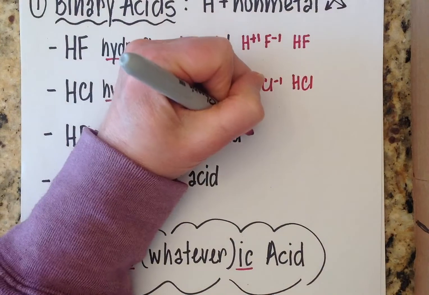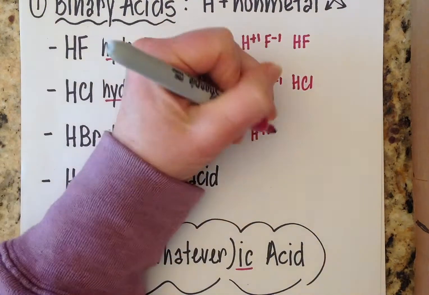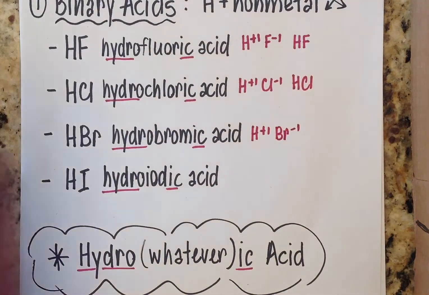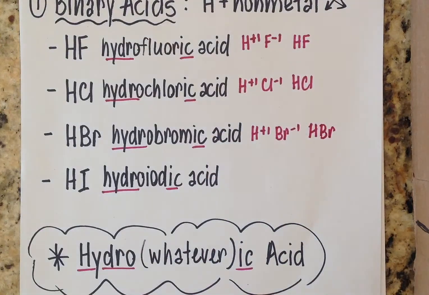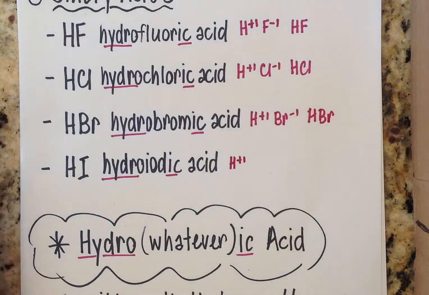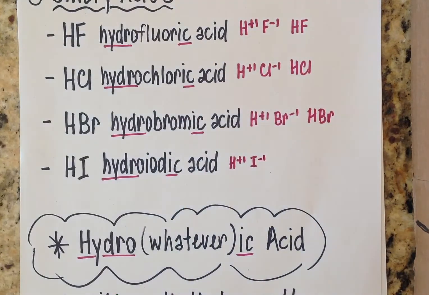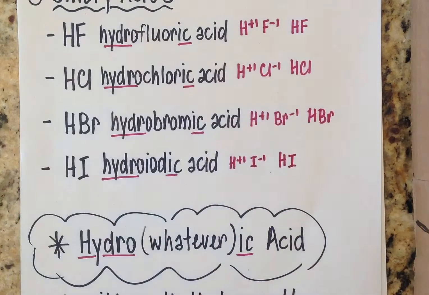This came from H with a plus 1. When you see bromic, you know that came from bromine, which has a minus 1. The ones cancel. HBr. And the last one was hydrogen with a plus 1, iodine, which turns into iodide with a minus 1. The ones cancel. HI. So again, you write these just like you write ionic compounds.